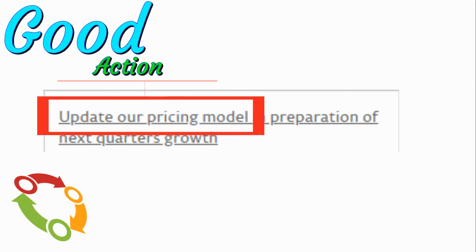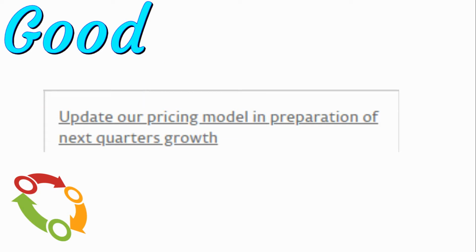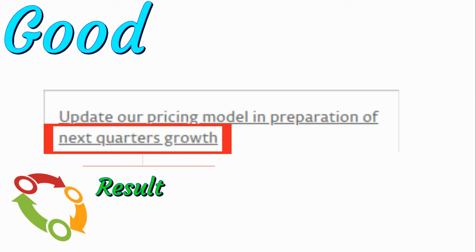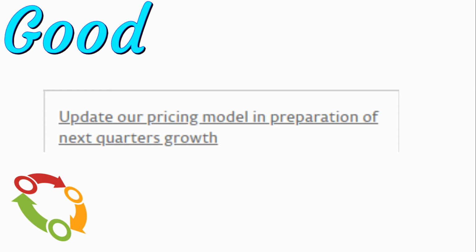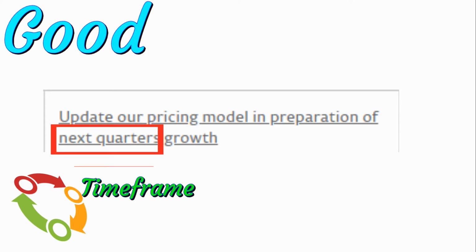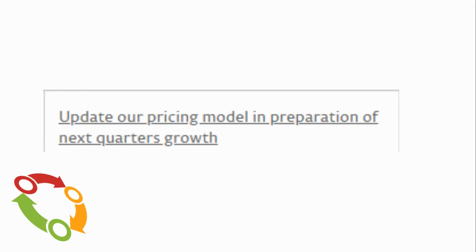First, we have the action. What exactly is it that you're doing? For this objective, you're updating the pricing model. Next, we have the result. What's going to come of the work that you've done? For this one, it's create growth. And the time frame. How long is it going to take, or when will this be completed?